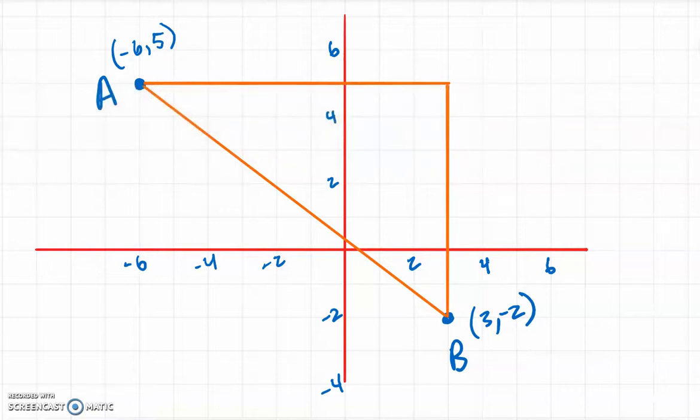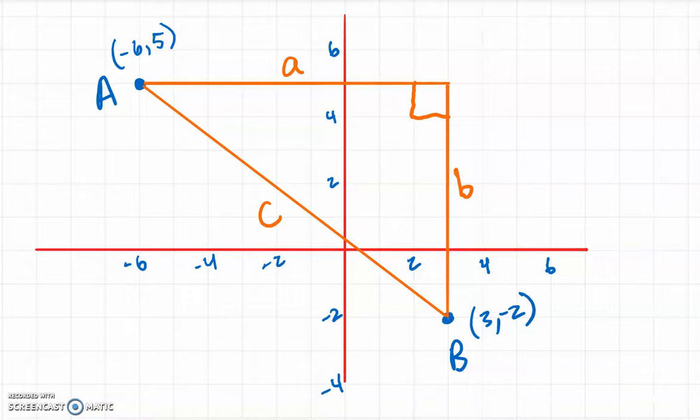And what that does is it creates a right triangle in the coordinate plane. And what's cool about that is now I can just use the Pythagorean theorem to calculate the distance, because now the distance between points A and B is the hypotenuse of the right triangle, which is our c. The legs are a and b, and c is the hypotenuse, which is also the distance between the two points.